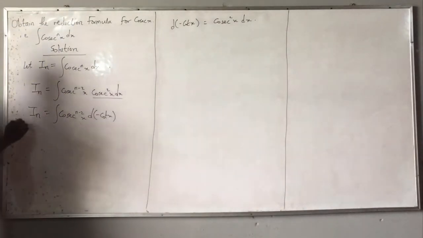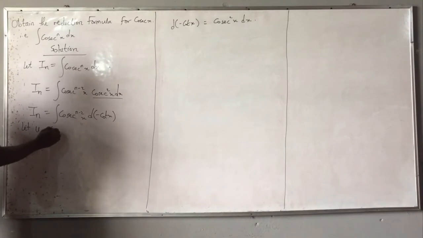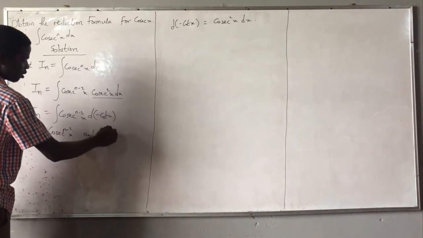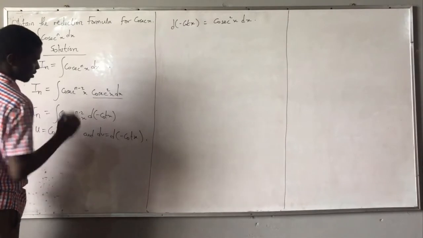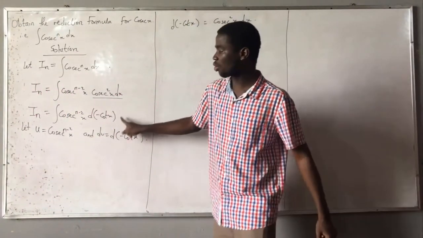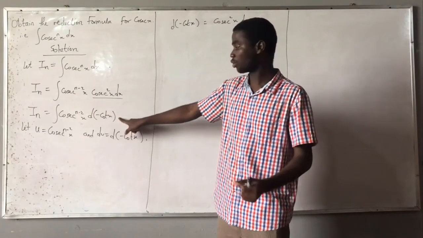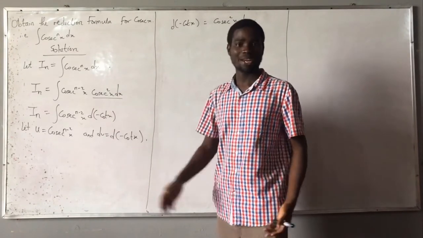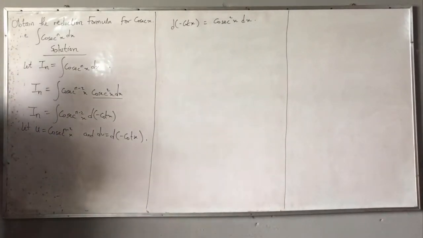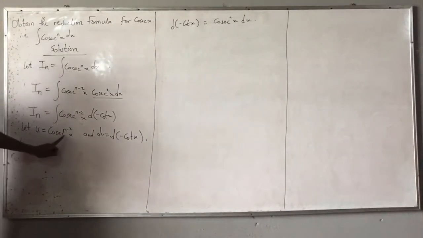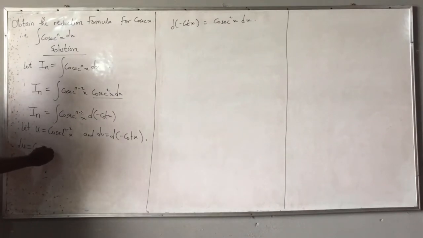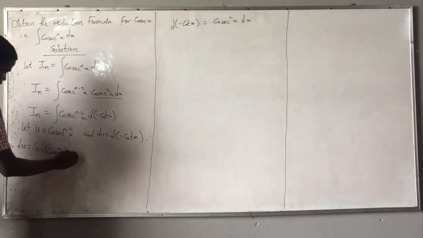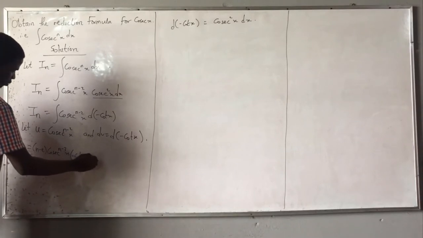So I'll let u be cosec^(n-2) x, and then my dv will be d of minus cot x. Even if you don't know how to write this, you can just say dv is cosec^2 x dx, then you end up getting v to be minus cot x. Whichever one is fine. So differentiating, u' will be (n-2) cosec^(n-3) x, then you differentiate cosec x, which gives me minus cot x cosec x.